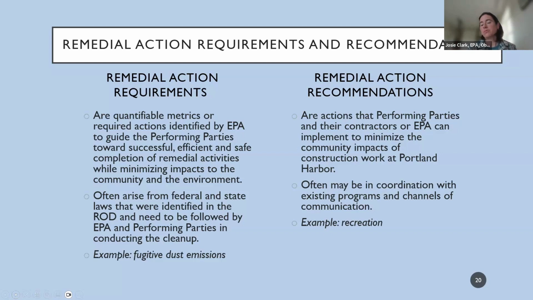The example I'll use here is recreation. We know that some of our work will impact some recreation in the harbor, but there's not a requirement around it. But there are things we can do to mitigate the impacts, right? It has to do with communication, making sure that we are in close communication with Portland Parks and the Oregon Marine Board to ensure that those existing communication channels alert people doing in-water recreation to those activities.